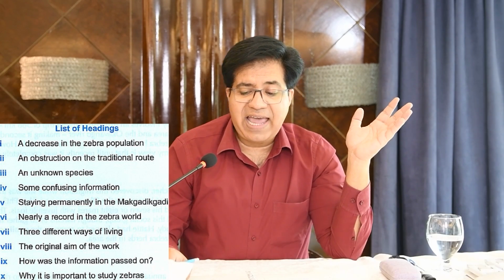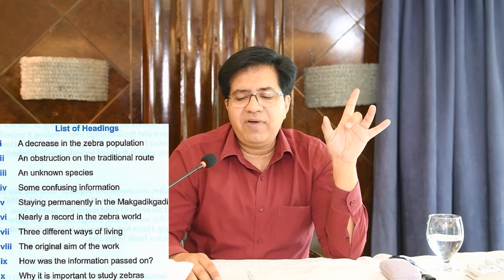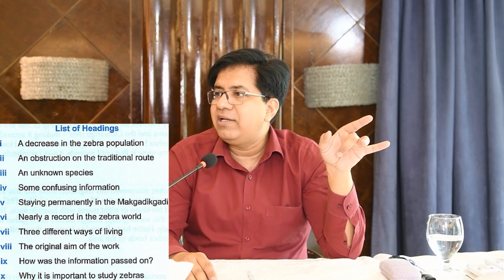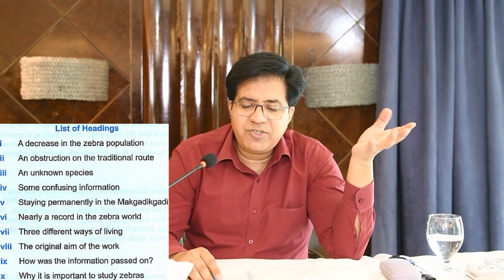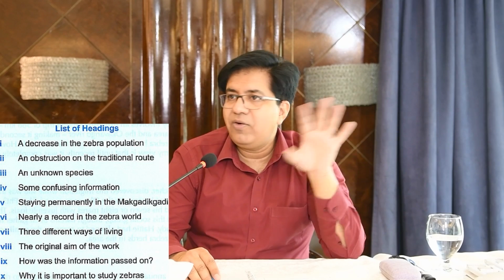Now let's see the extra headings. Heading number 1, decrease in zebra population. They said zebra is an abundant animal. Then heading number 3, unknown species. So it didn't go anywhere. Okay, like this, they always give you extra headings. And then heading number 5, staying permanently in McGarrigat. There is no mention of that, right? Okay.